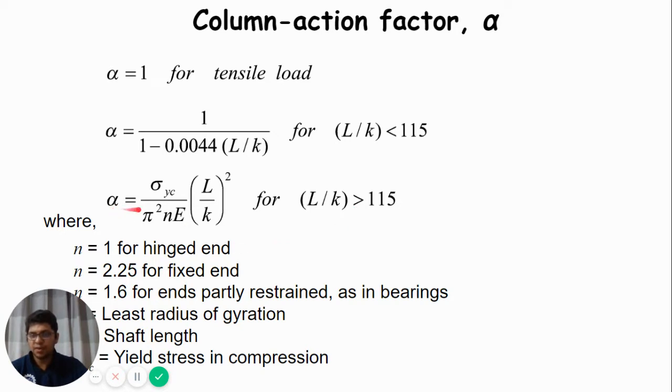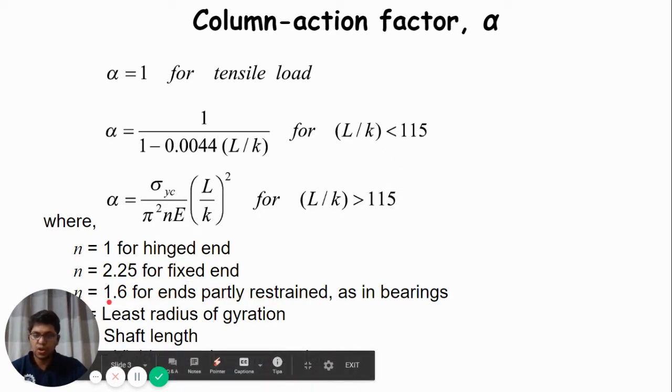And remember that this alpha is equal to sigma yc, the value of yield strength in compression, divided by the stress generated at the time of buckling. So this is the ratio of yield strength in compression divided by the stress at the time of buckling. And the value of n we find out by using the end condition of the shaft. So n is equal to 1 for hinged end and n is equal to 2.2 for fixed end. And in case of bearing, you can take n is equal to 1.6.